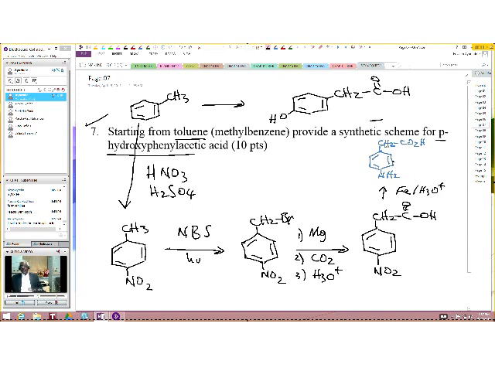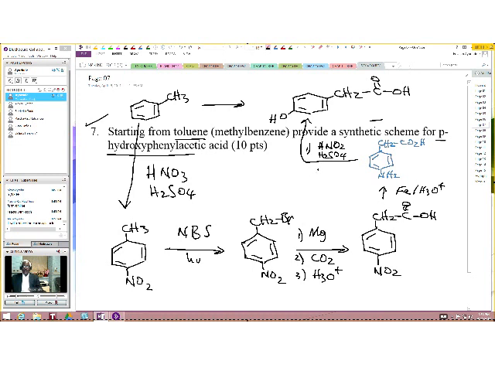Okay, now you formed your aminophenylacetic acid. And now once you form your aminophenylacetic acid, you can do your diazonium reaction. Step 1, nitrous acid. Keep in mind, this is nitrous acid, not nitric acid. That will give you your diazonium ion.